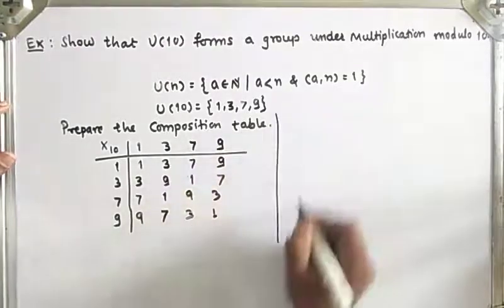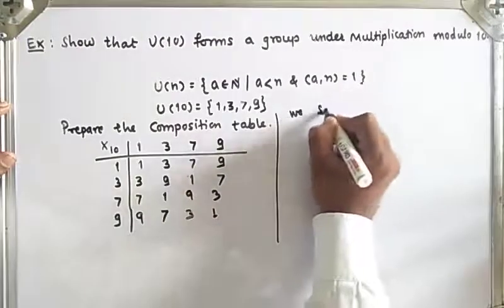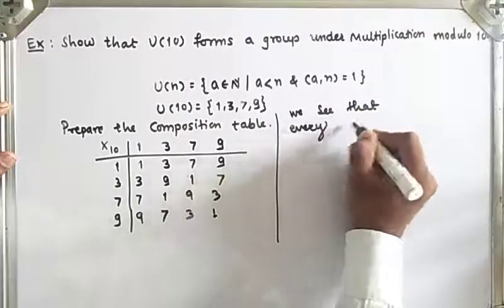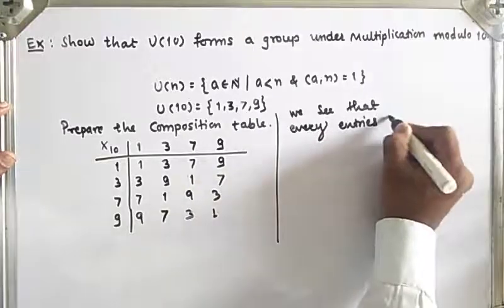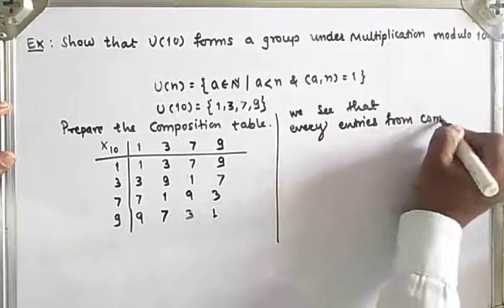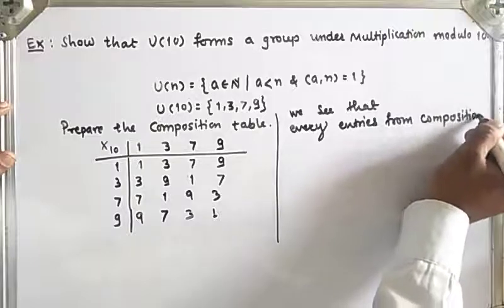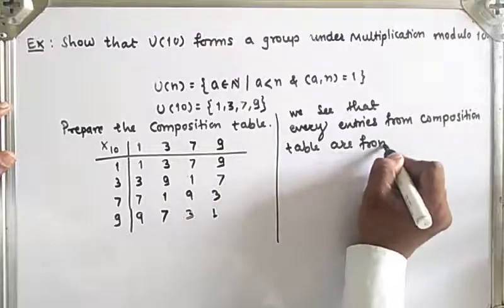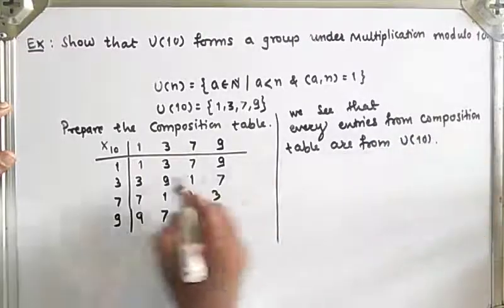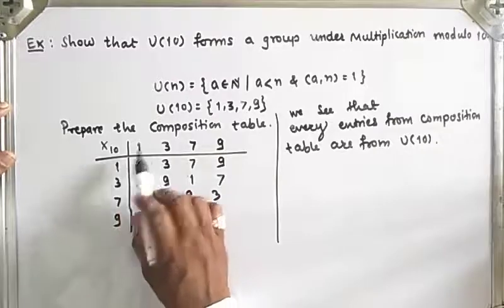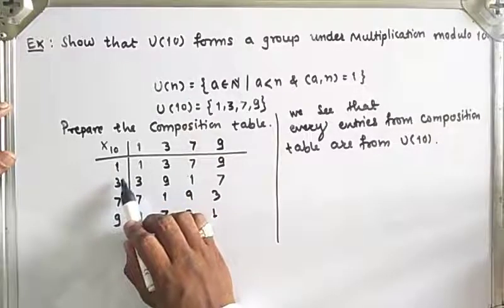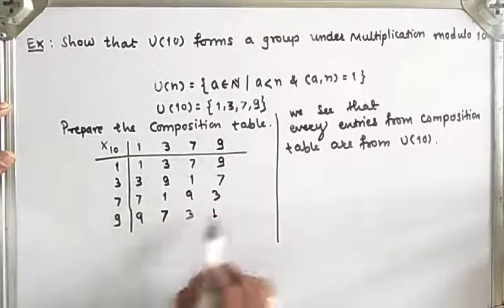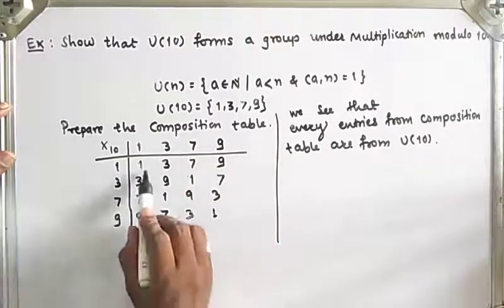So we see that every entry from the composition table is from U of 10, meaning after taking the composition table, the operation is multiplication. So 1 into 1 is 1, 1 into 3 is 3, 1 into 7 is 7, meaning after taking composition we get all the entries 1, 3, 7, 9.